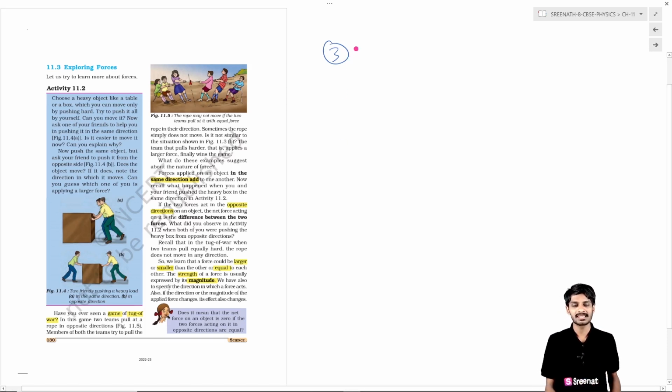Now the third topic is exploring forces. Now just see this image. In this image, two boys are pushing this big box from one direction.